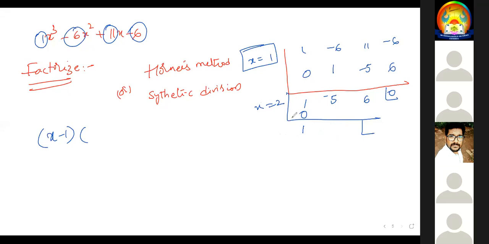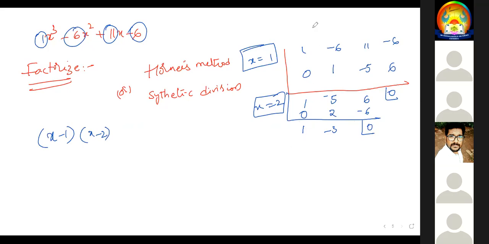1. 1 2s are 2 and it's a minus 3. Minus 3 2s are minus 6, 0. Yes, it is also a root. X minus 2. Sir, please repeat. I'll repeat it. I'm repeating again.